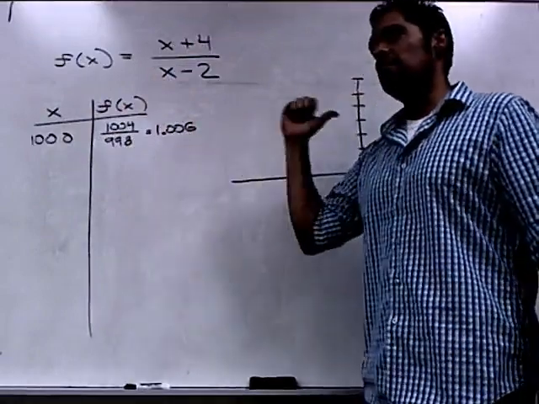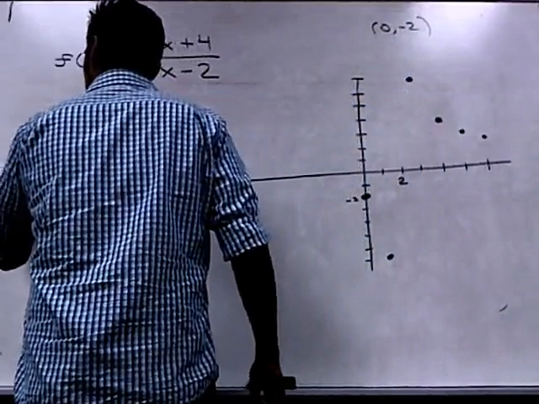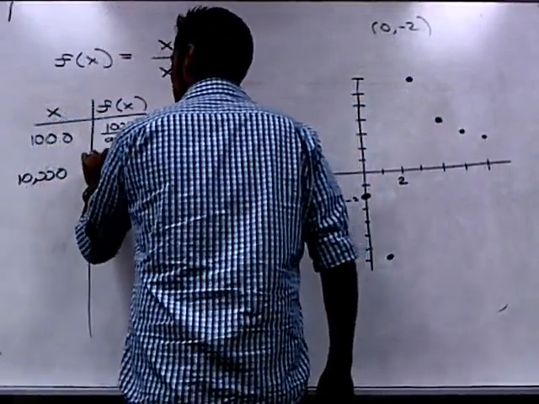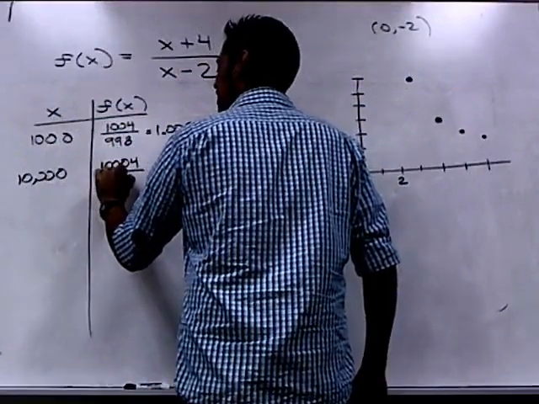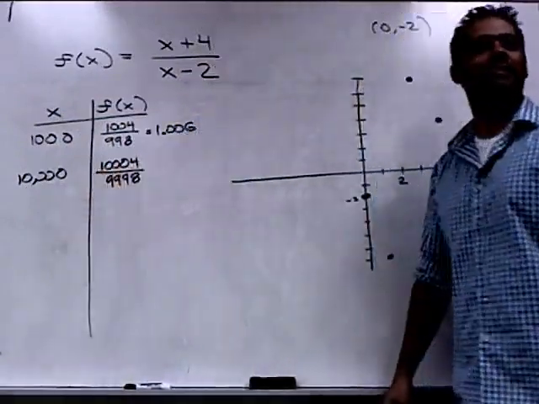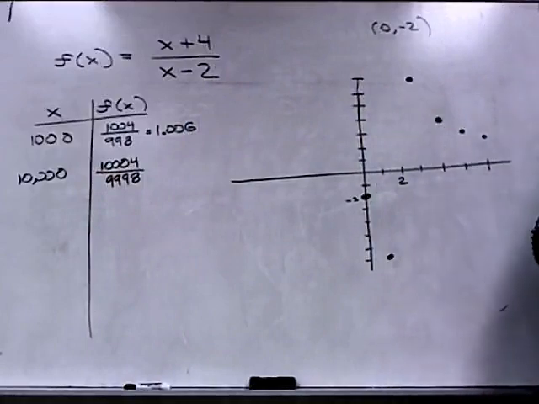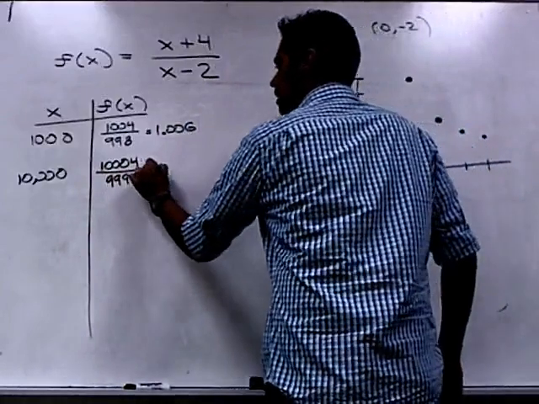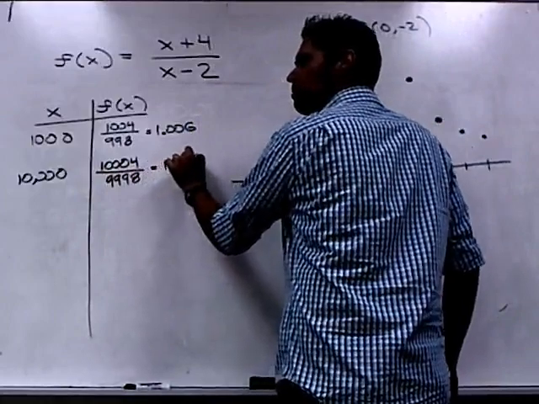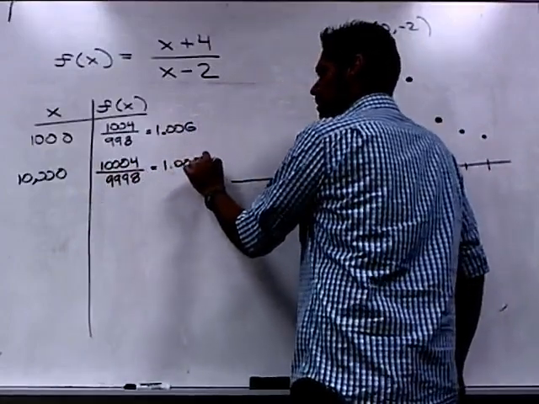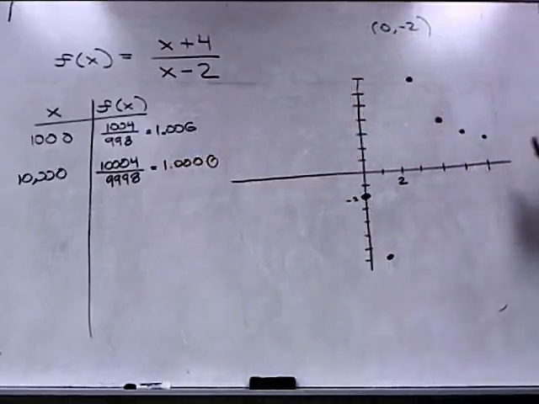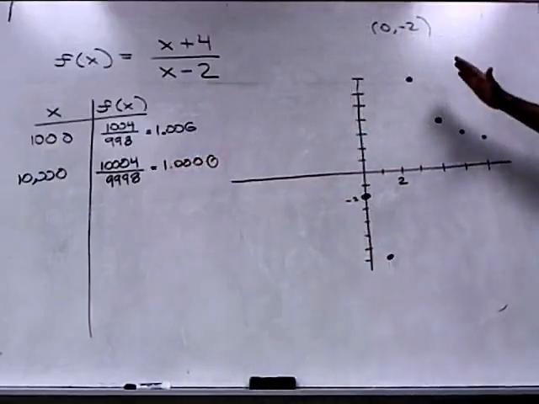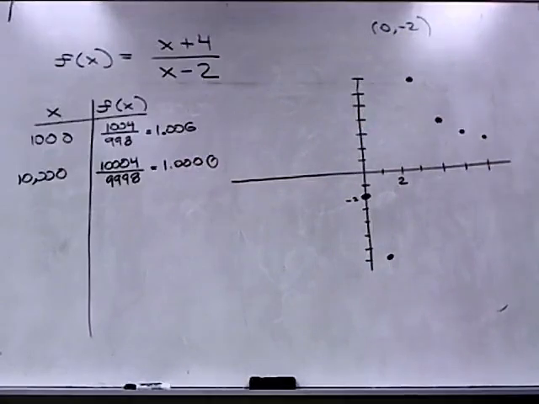Let's go even further out. Go 10,000 out. Wouldn't that be 10,004 over 9,998? And if you divide, what do you get? 1.000. So whatever it is, it's getting really, really close to what? 1. Okay? So yes, I agree, it is dropping down, but there's this flat line that it never gets below.